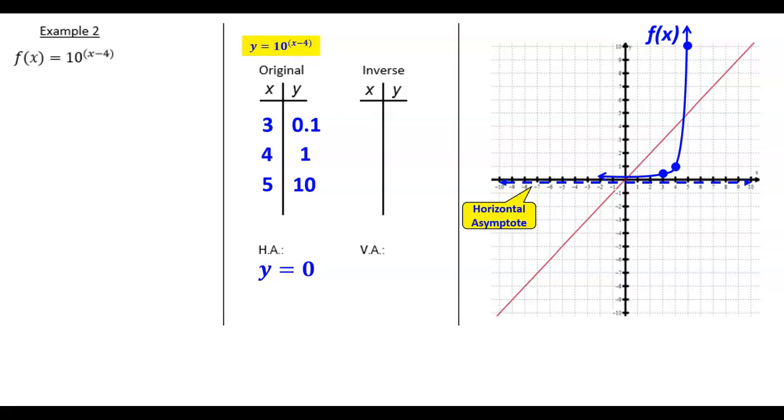So here's next. Here's what we're doing. This f of x turns into what letter? Turns into y. So y equals 10 to the power of x minus 4. Then I'm going to switch x and y, right? So everyone's writing this down. Switch x and y. It's going to look like this.